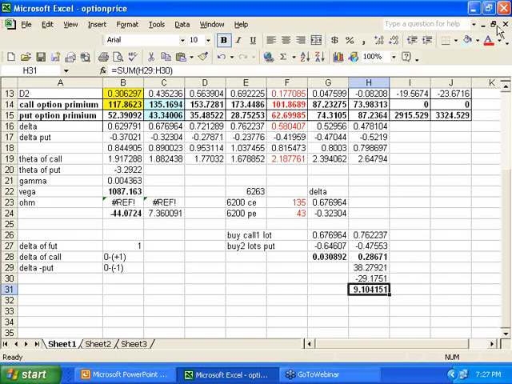More about this strategy we will explore in the practice session. And with this, I conclude the topic of option Greeks.